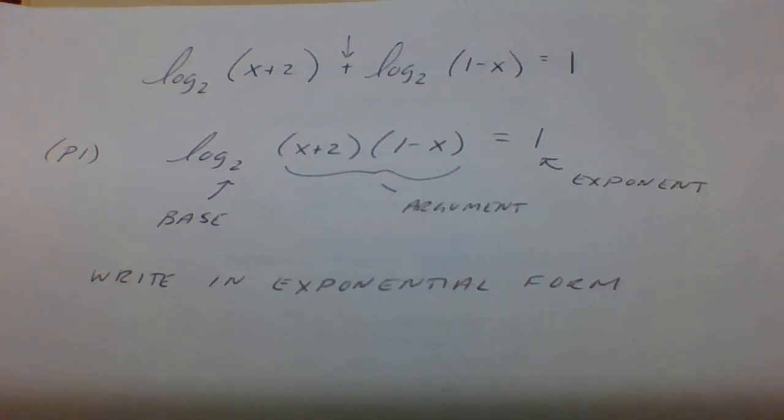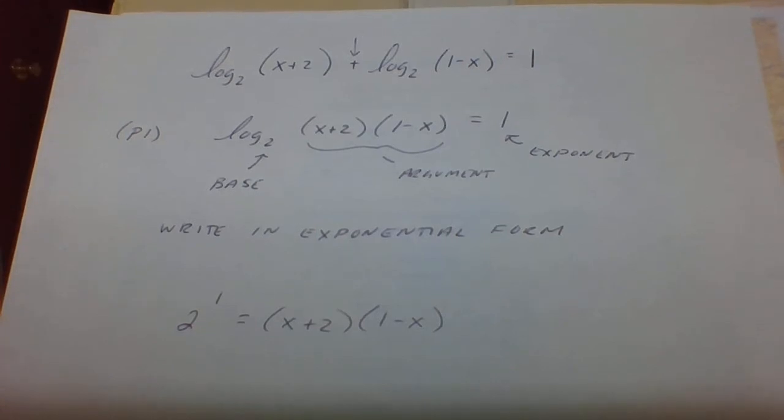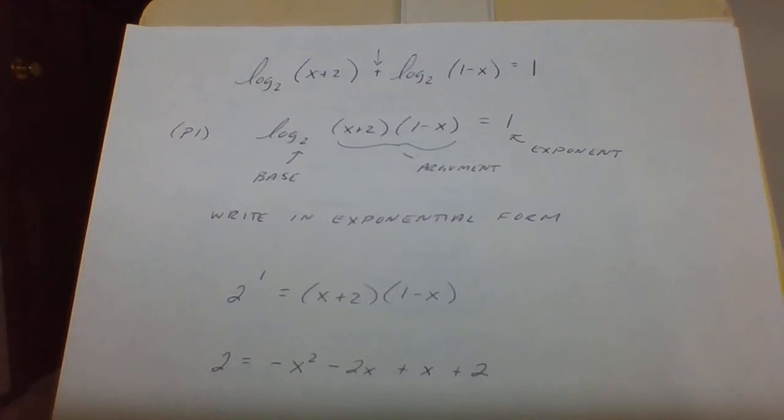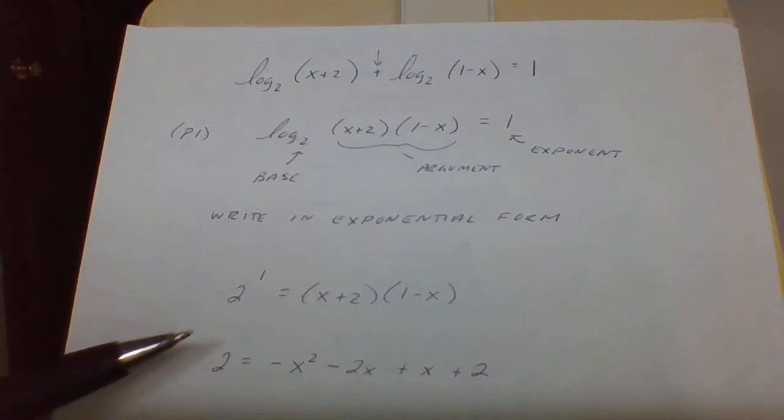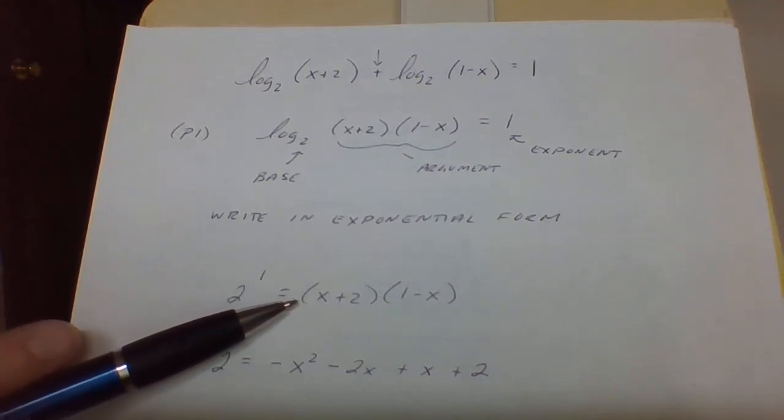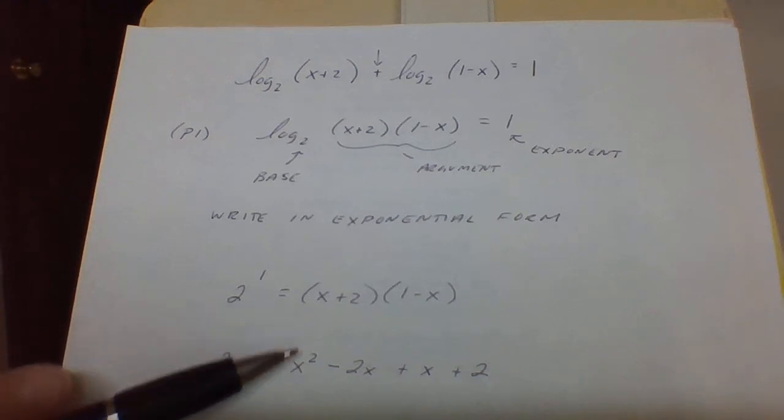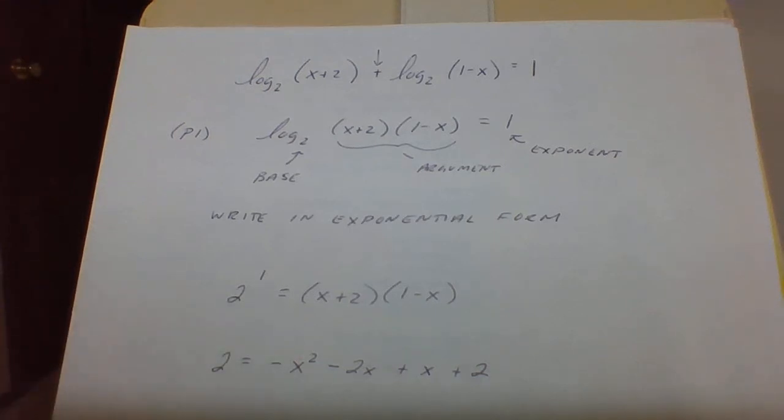When you go to write this in exponential form, if you want to FOIL that argument out, go ahead and do so. Now, I went ahead and simplified. 2 to the first power is 2, and on this right-hand side, I'm going to FOIL, and when I do that, I'm going to get a negative x squared minus 2x plus x plus 2.